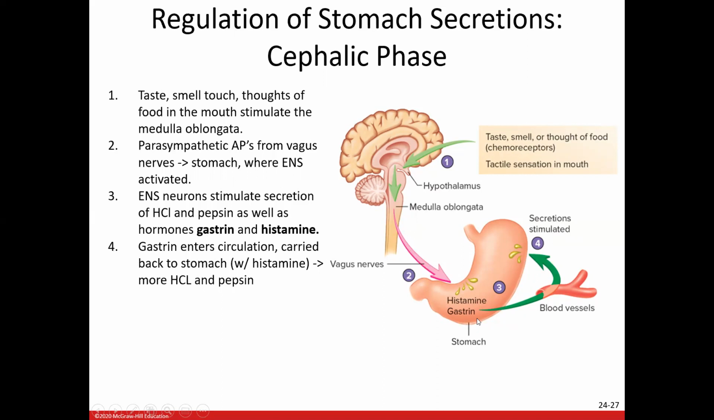So they're going to actually leave the stomach and go through the blood vessels all the way back to the stomach, which is then going to stimulate further secretions. So it's going to stimulate more hydrochloric acid and more pepsin to be released. So think of this cephalic phase as kind of like turning on the car. We're getting things started. We're getting things moving because the body is anticipating getting food very soon. So we need to prepare for it.